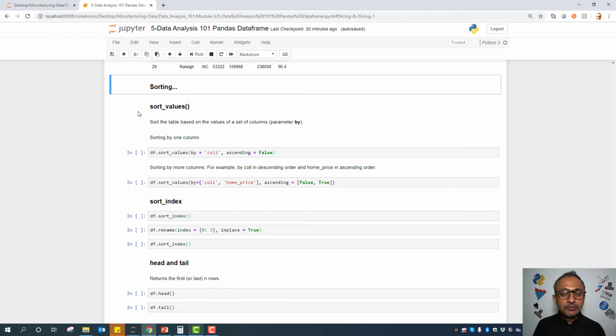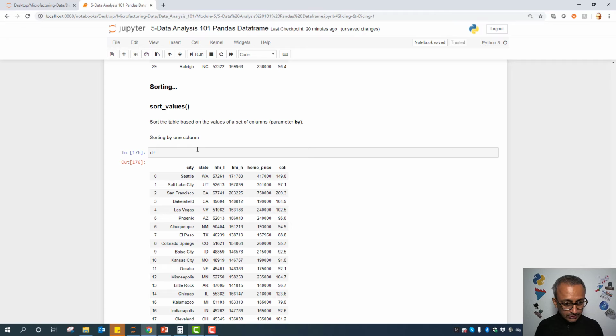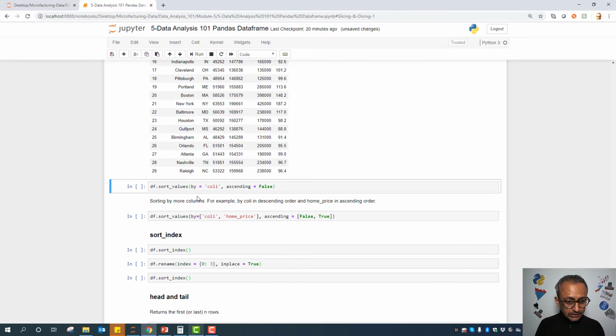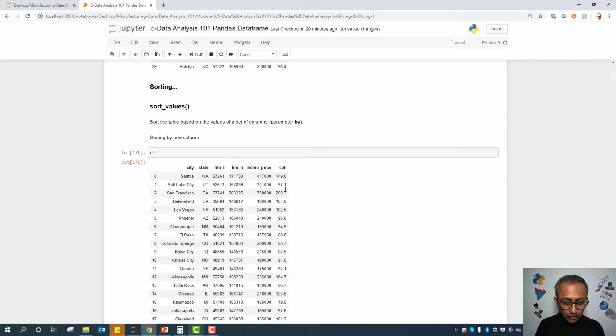Some more on data frames, and this is with respect to sorting. Okay, sorting columns. So we have this is our data frame. Okay, just want to make sure we are aware of that. Okay, and let's sort this data frame by coli.